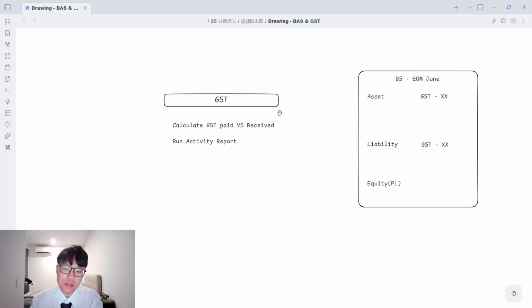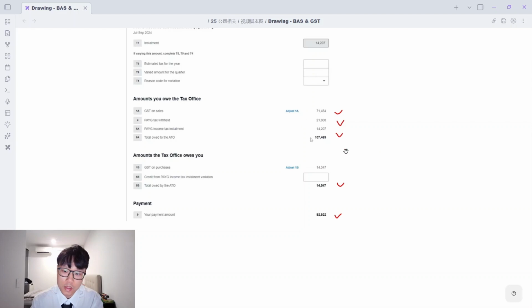Next, about GST, it's all about calculating our GST paid and GST received. Normally, we only have one GST account. If it's paid, the amount is here. If it's received, the amount will be here. Finally, we have a difference like this minus this.